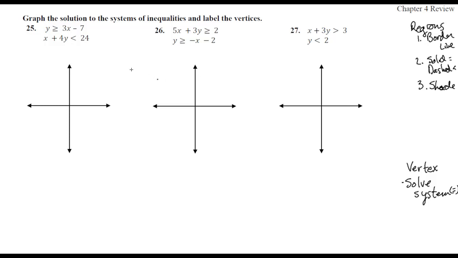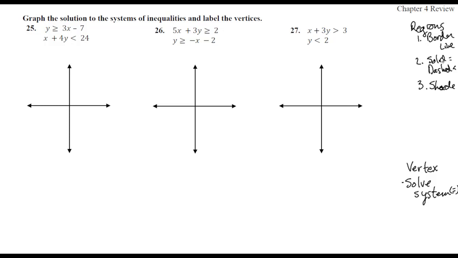Here we are in chapter 4 review with the numbers 25 through 27 and their answers. It says here to graph the solution of systems of inequalities and label the vertices. So we have two things to do. Number one, we've got to find the correct region, which is the solution, which is we graph the border line.